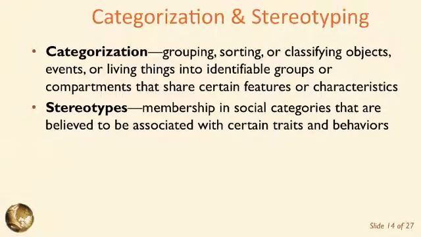The next topic that we're going to be dealing with in this chapter is categorization, which is related to stereotyping. Categorization is something that's done universally in all cultures, and what we're talking about is just grouping, sorting, classifying objects, people, living things, according to what we perceive to be their similarities. And stereotyping, we'll talk about in the next presentation, is when we associate particular traits and behaviors with categories of people.